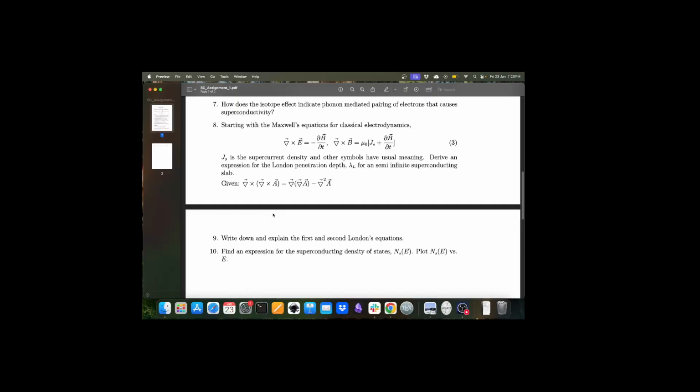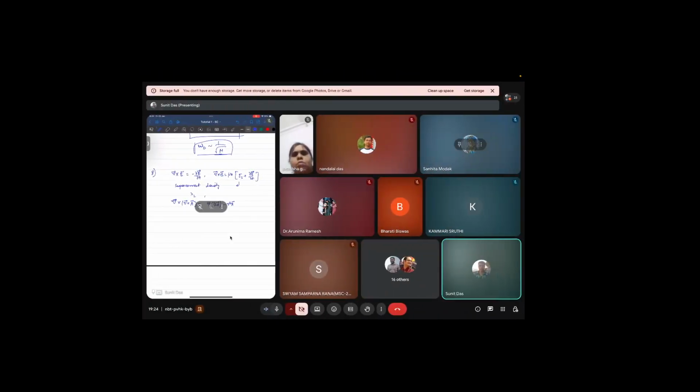We have also been given this identity. So for any vector A, curl of curl A is simply gradient of divergence A minus the Laplacian. There is some, so this should have been, I think, divergence. Yeah. Okay. So what we need to find is the London penetration depth. This is the question, and these are the basic equations.